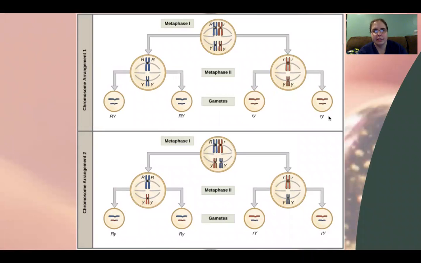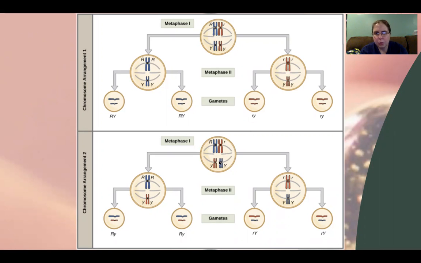So for instance here, we have big R, big Y, little y. So we have two different chromosomes and we're looking at two different genes. One is on this chromosome, one is on this. This parent is heterozygous for both. So how can we separate them? Well, we can separate big R, big Y, so that the gametes only have a big R and a big Y. Or we can separate them with the reds, little r, little y, so the offspring only have the recessive alleles.